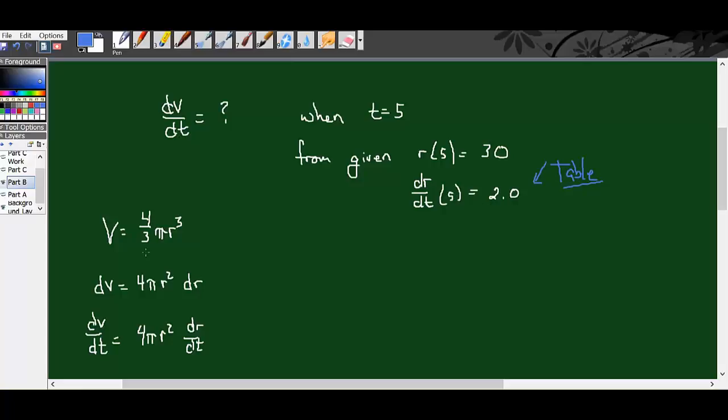Since we know the volume is 4/3 pi r cubed, dV is 4 pi r squared dr, so dV/dt is 4 pi r squared dr/dt. So dV/dt is going to be 4 pi r squared, r is 30, dr/dt is 2. So that's 30 squared, which is 900, times 8, is 7,200 pi. Ooh, that's an interesting pi. 7,200 pi.